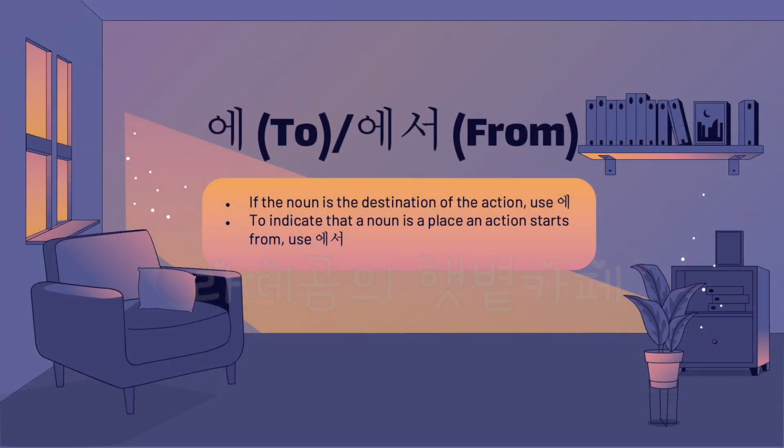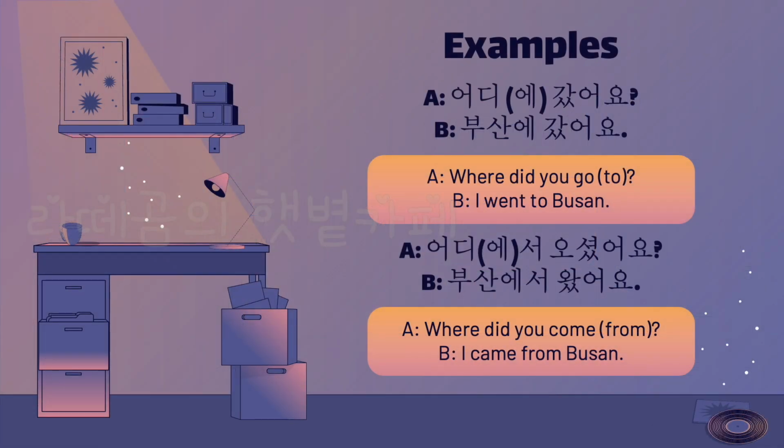Another usage of 에 and 에서 is to say to or from a place. So if the noun is the destination, the place you're arriving to, you're going to use 에. If the destination is a place that you came from, you're going to use 에서. So let's take a look at how we will use that in some sentences. The first one, 어디에 갔어요? 부산에 갔어요. Where did you go to? I went to Busan.